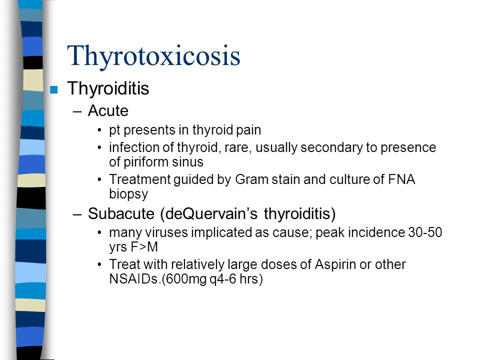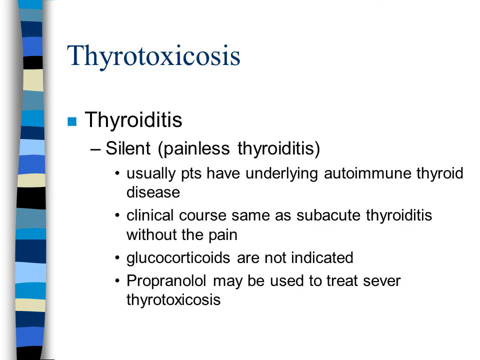Thyrotoxicosis, thyroiditis: acute, subacute, de Quervain's thyroiditis. Presence of thyroid pain. Infection of the thyroid is rare, usually secondary to presence of piriform sinus. Treatment guided by Gram stain and culture of FNA biopsy. Subacute de Quervain's thyroiditis: many viruses implicated as cause, peak incidence 30 to 50 years, F greater than M. Treat with relatively large doses of aspirin or other NSAIDs, 600 mg every 6 hours.